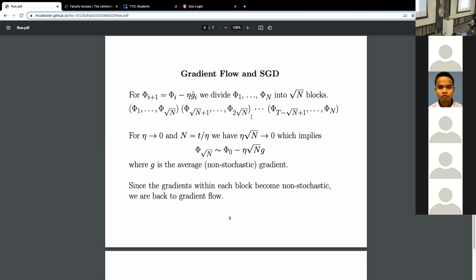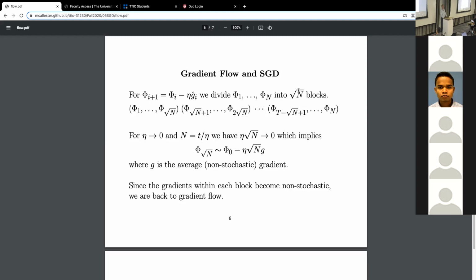If you take the limit as the learning rate goes to 0, what you can do is take a bunch of values of the parameter. So I'm thinking of this as we've got our parameter update like this, but now this is a stochastic estimate of the gradient. It's not the total gradient. That's going to give us a sequence of values, but I'm going to divide this sequence of values into blocks of size square root of n.